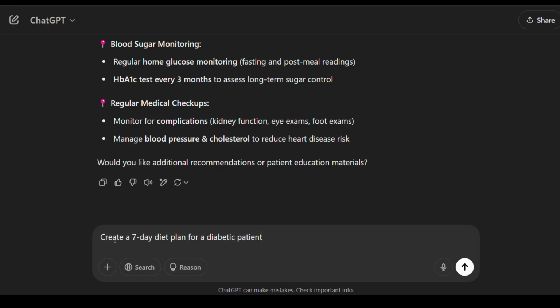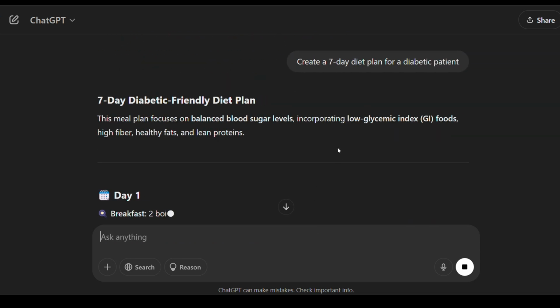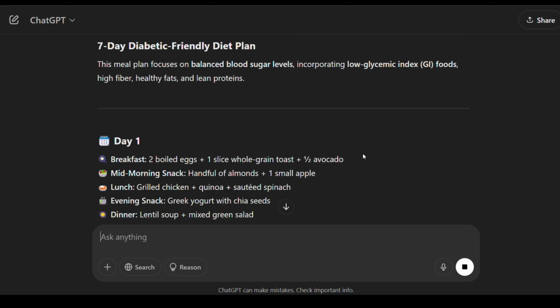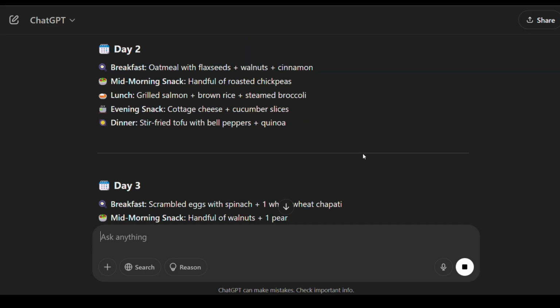In relation to this, we can add a simple prompt: create a 7-day diet plan for a diabetic patient, and it will beautifully give us an output for each day.